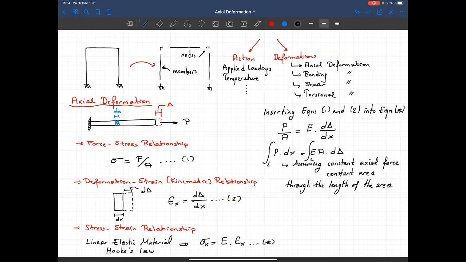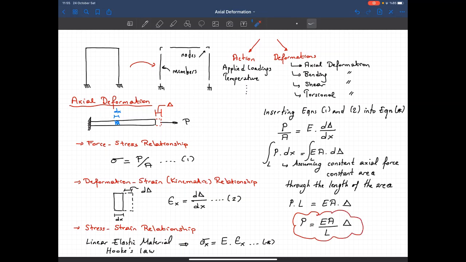Okay, when we integrate that, we have P is constant through the length. So this equation is P times L. I got P times L is equal to, now here in that equation, d delta, area is constant, E is constant. So integrate d delta over the length will give me the total deformation, and that's equal to EA times delta. If I rearrange this term, P is equal to EA divided by the length of the member multiplied by delta. And this is the relationship that I'm looking for.